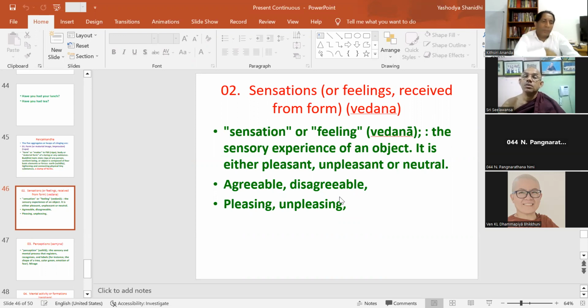And Vedana is compared to water bubbles. When it is raining, you can see a lot of bubbles of water falling down. They didn't exist. They get formed due to different reasons.